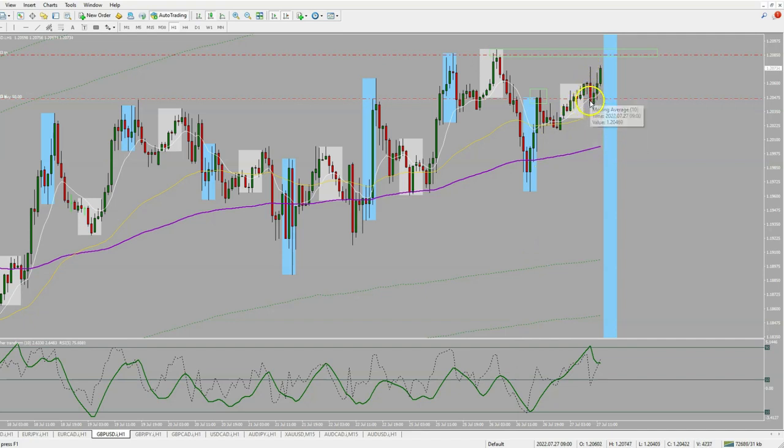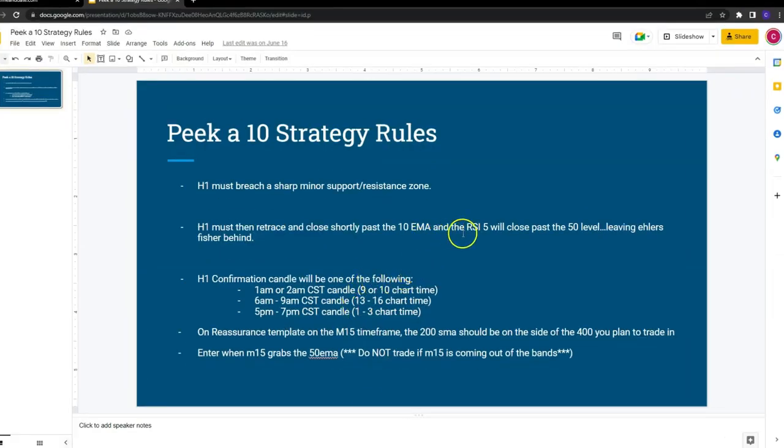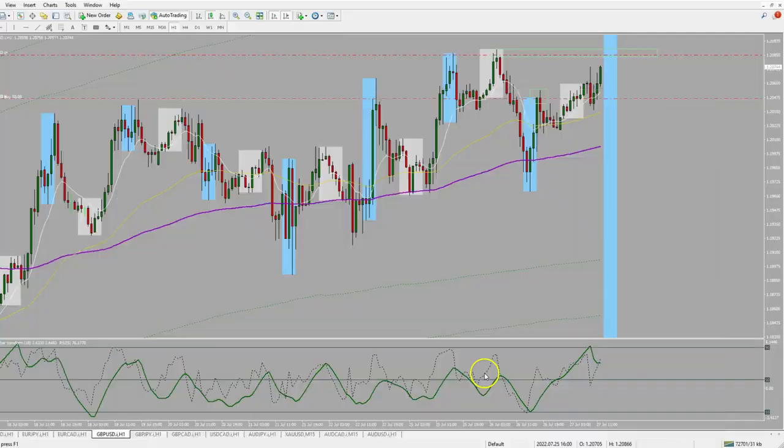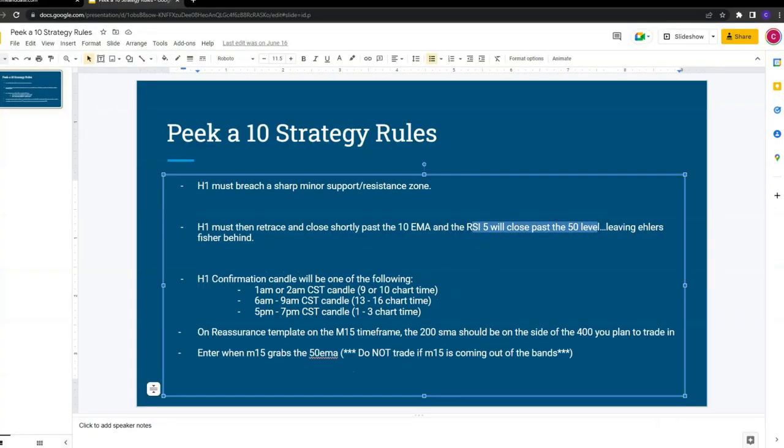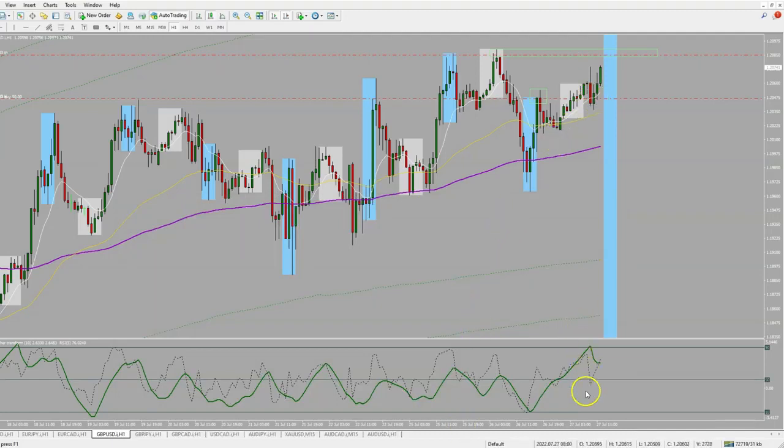That's my white line. As you see, it closed just past that white line, and the RSI 5 will close past the 50 level, leaving Ehlers-Fischer behind. So at the same time that this H1 candle closed past the 10 EMA, down here, the RSI 5 closed past the 50 level, like it says right here. Notice down here, it closed past the 50 level. Ehlers-Fischer, the green line, is still way up here, chilling. So that rule was also met.